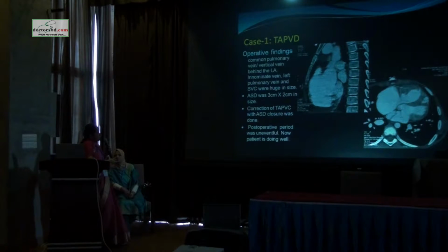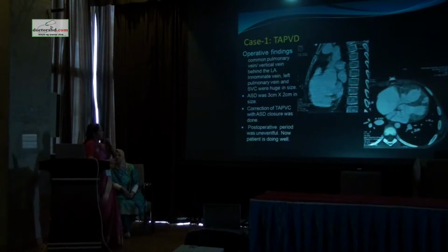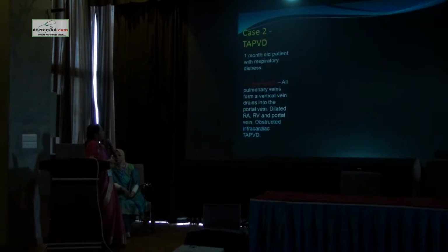These are the 2D images of the same patient. Here we see this dilated RA connected to a very small LA through a large ASD. And here we see the different chambers and the ASD. The post-operative finding was the same as the CT finding, and correction of TAPVD and ASD closure was done.